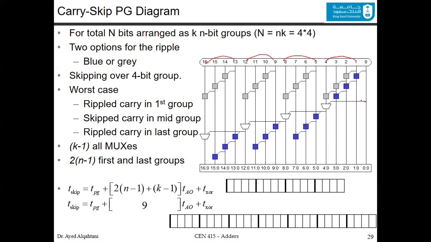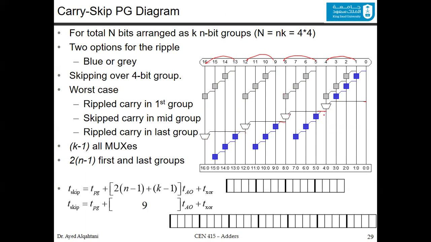Whatever you have in number 0, we don't in our example, but if you have in number 0, then you skip right away. So either you ripple or you skip. Similarly here, either you ripple or you skip. Either you ripple through this or you skip. The last one, either you ripple or you skip.